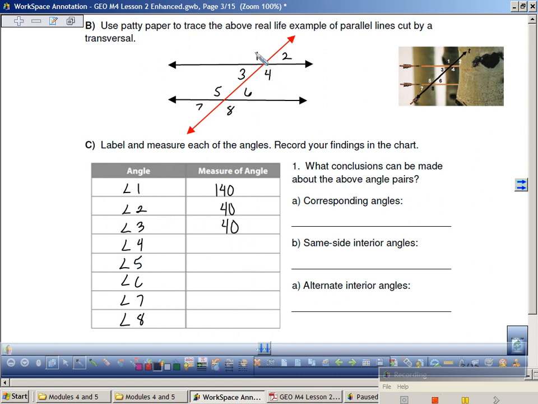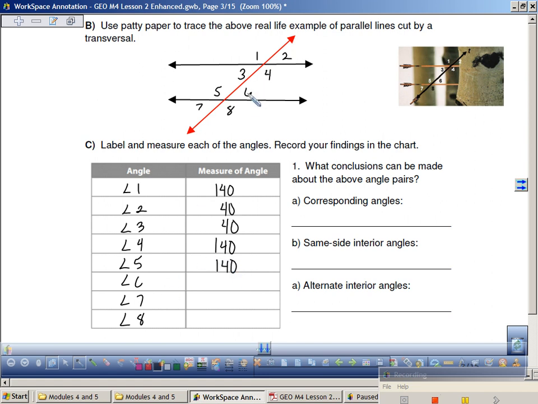Angle 4 and angle 1 are also vertical. Therefore, they're congruent. Angle 5, I'm guessing, is going to be the same as angle 1 because they are corresponding. When you correspond to the same spot, you also correspond to the same size of that spot, right? So that's going to be 140.